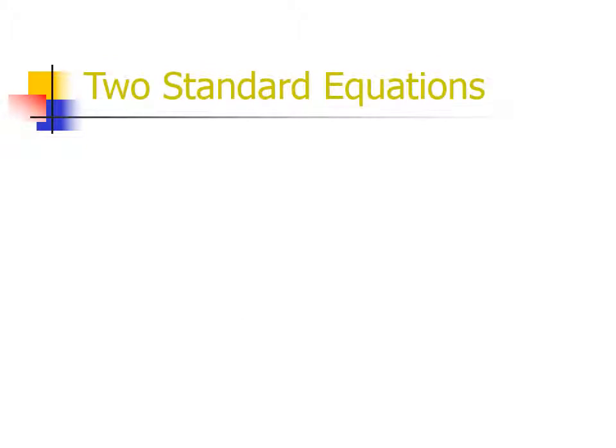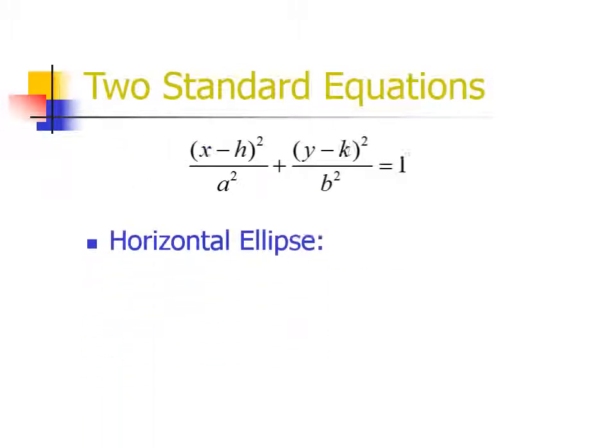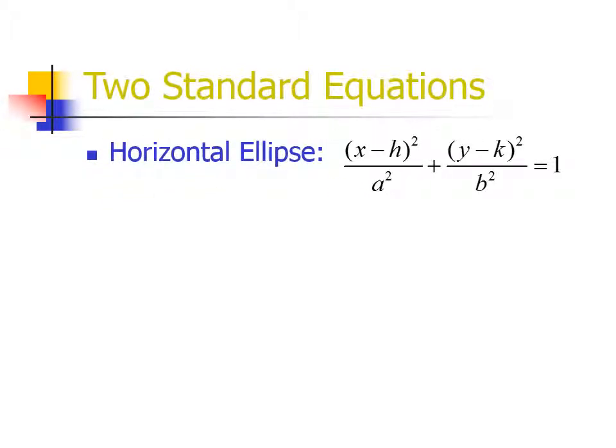There are two standard equations for the ellipse. One is for an ellipse that is horizontal. This is the one that looked like the one you drew today on your 5x8 index card. This has the format of the equation of (x minus h) squared over a squared plus (y minus k) squared over b squared equals 1.